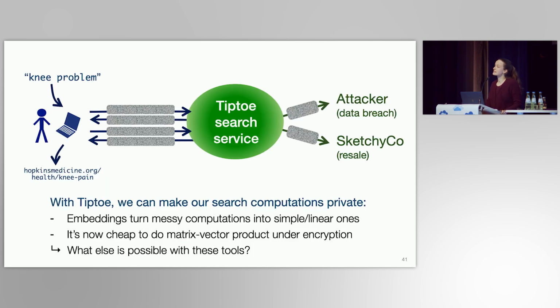Great, so this talk presented Tiptoe, which is a private search engine that searches over hundreds of millions of documents in seconds of latency without learning anything about what its users are searching for. And really, the two key insights that we used here are that, first of all, we can use embeddings to turn messy search computations into cheap and linear ones. And second, with recent protocols, we can actually do these linear computations over encrypted data quite quickly. So I think it's an exciting time to think about what else we can build with these types of tools.